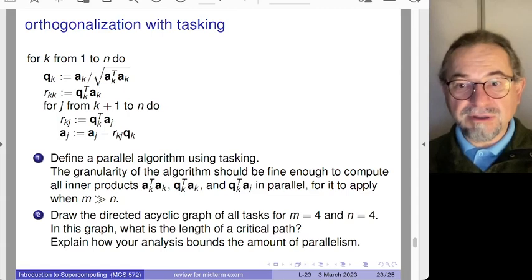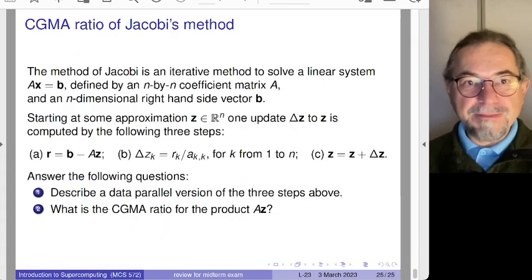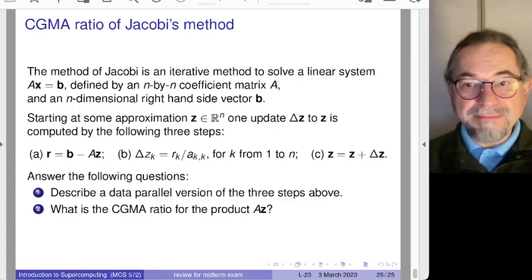Okay, so 40 minutes budgeted for this lecture. I probably won't need that much. The last question is for the compute to global memory access ratio of an iterative method to solve a linear system.